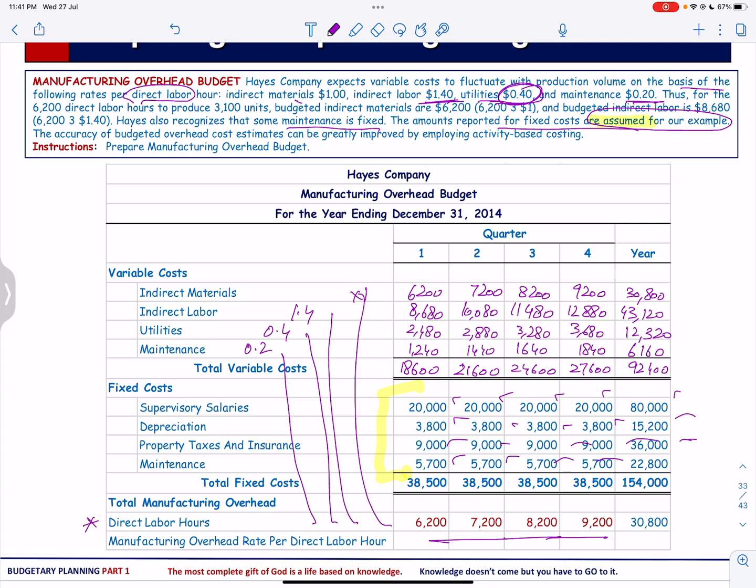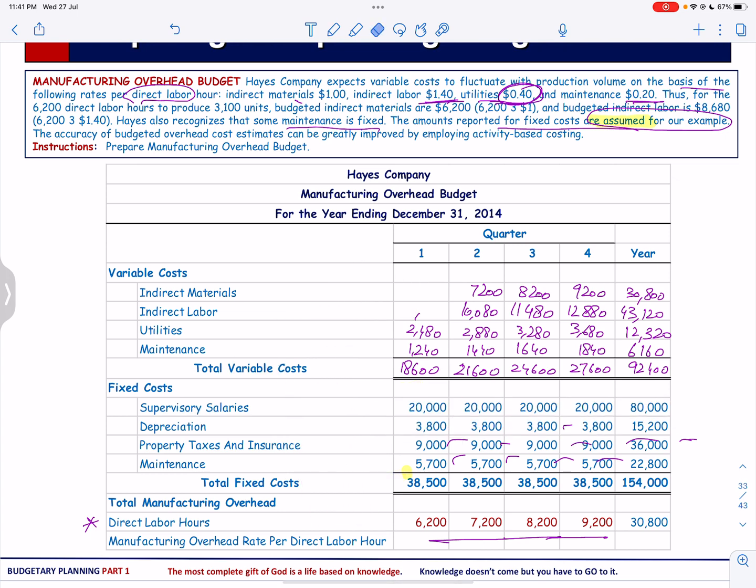So we have the total variable cost and we have the total fixed cost, and the total manufacturing cost will be the sum of variable cost and fixed cost, that will be 57,100, 60,100, 63,100, 66,100 and 246,400. There may be some minor calculation mistakes, so don't worry about that.